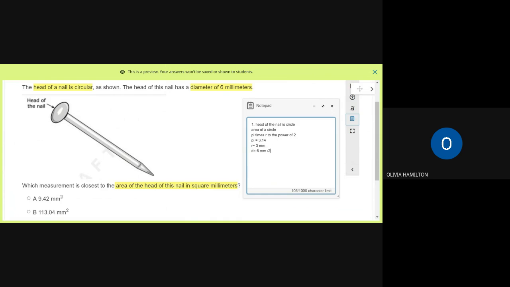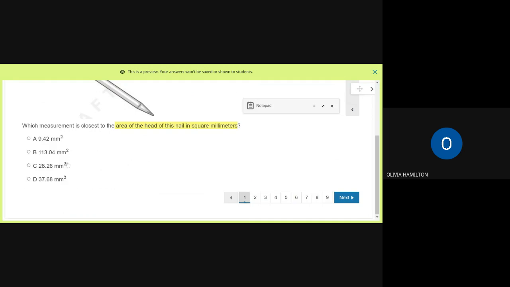Then we set up a problem. We have 3.14 times 3 to the power of 2. So of course you have to do the exponent first. Now I'm gonna let you finish solving this because once again, I told you I will help you with setup. I am not solving the problem for you. Once you solve this, then you will be able to arrive at your answers. And of course, these are your answer choices. Let's move on to number 2.